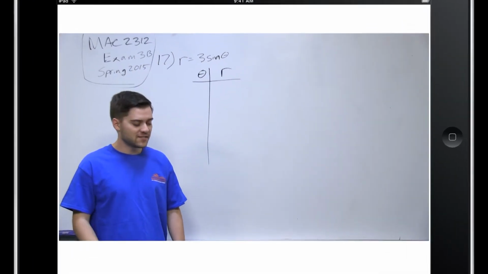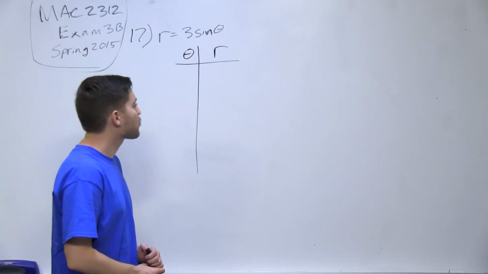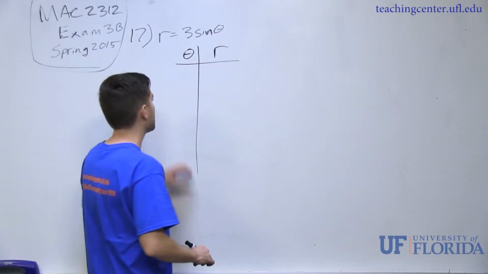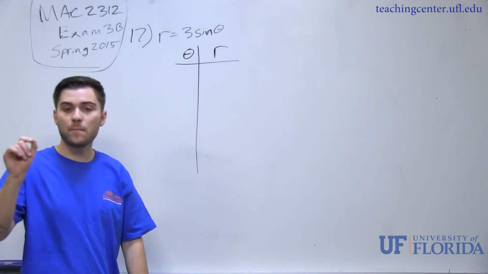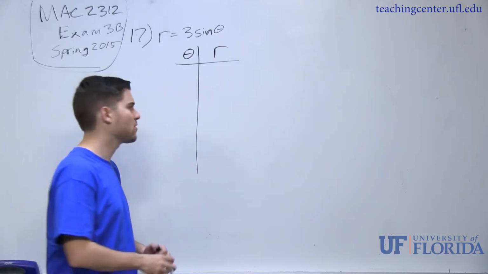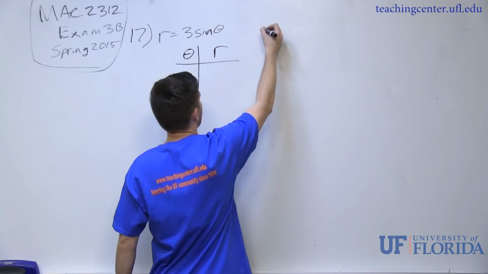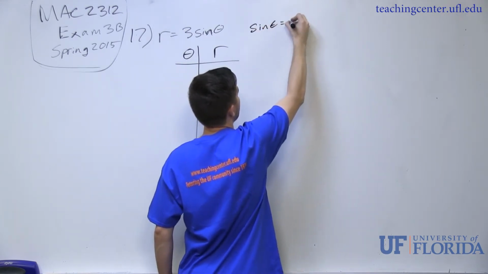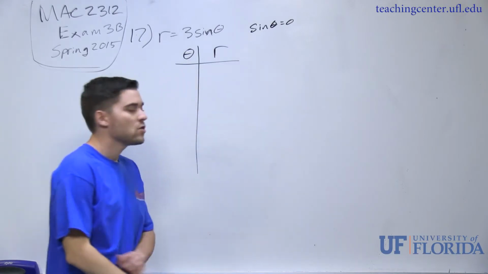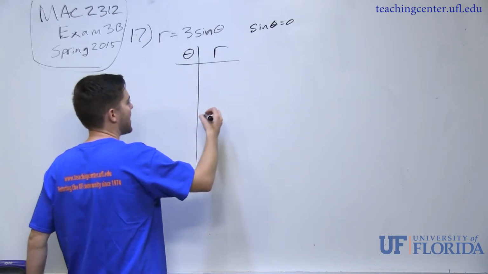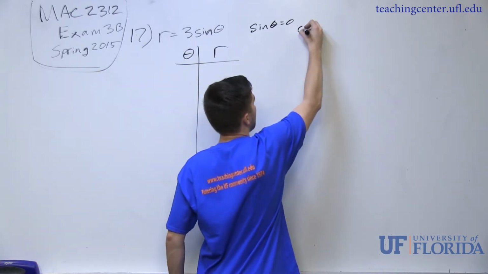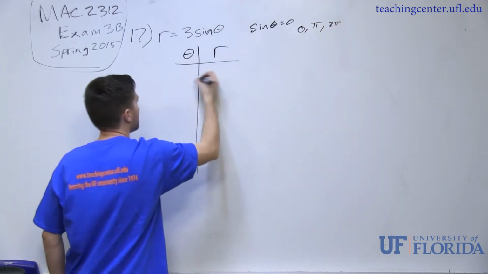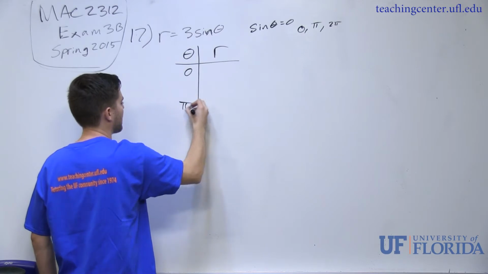Problem 17 is asking us to graph r equals 3 sine of theta. So as always, I'm going to find the zeros first, populate the graph with those zeros, and then pick points around them so that I can get a good shape of the graph. So in this case, when r is set equal to 0, it's just sine of theta equals 0. So that tells me that my zeros are at 0, pi, and 2 pi. So I'll go ahead and fill in the graph.